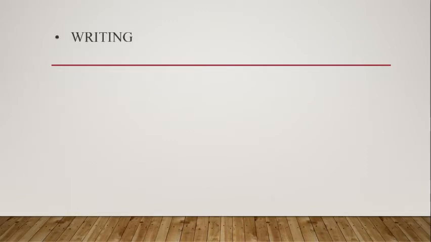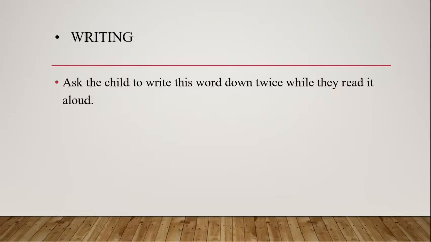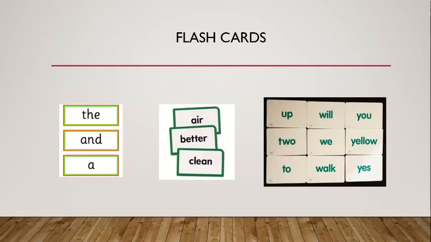Now you can ask your child to write this word twice in their notebook while they read it aloud. Once the child is familiar with one word, you can go on to the next word. For teaching sight words, I would suggest you make small flashcards for each word you wish to teach. Flashcards are a very easy and effective way to teach new words and can also be used in various activities.